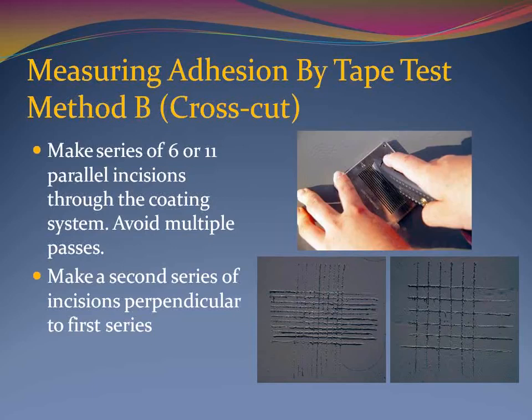Turn the guide or template 90 degrees and make a second series of parallel knife cuts over the first set of cuts, but make them perpendicular to the first set to form a grid, crosshatch, or crosscut pattern.